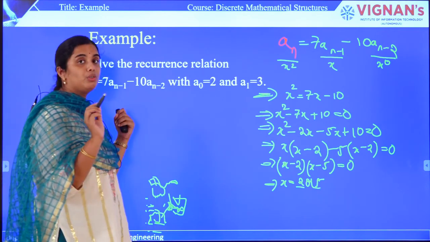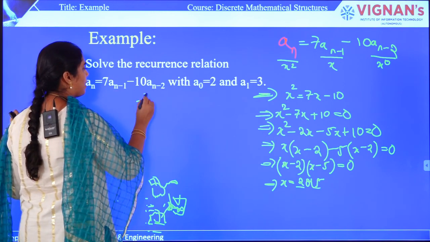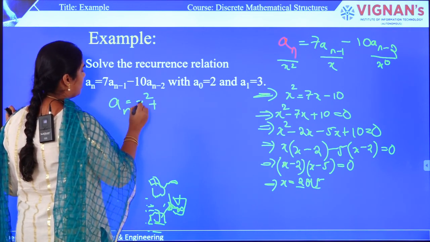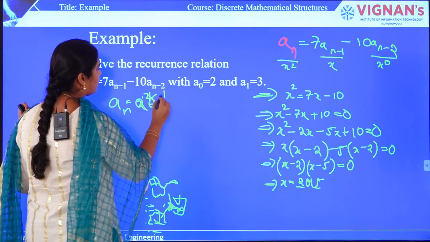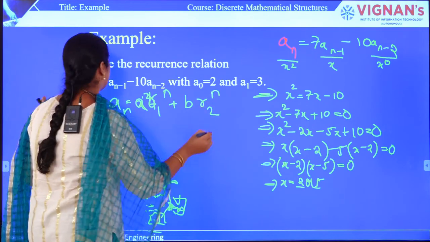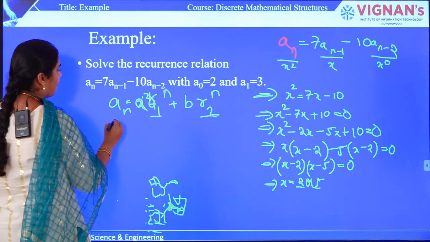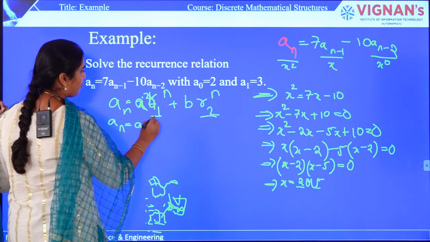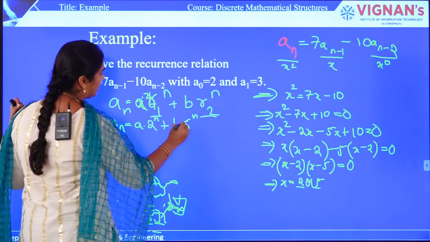So, now what we need to do? We need to substitute them. So, how will we be substituting? What is the format which we know? a_n = a r1^n + b r2^n. So, we need to substitute r1 and r2 as 2 and 5. So, it will be a_n = a·2^n + b·5^n. Okay, till here we have got.